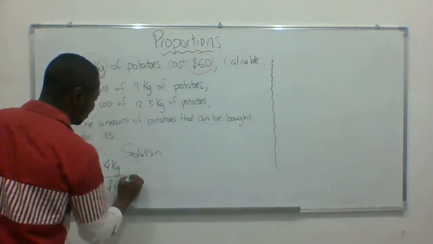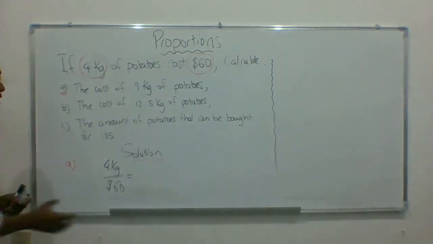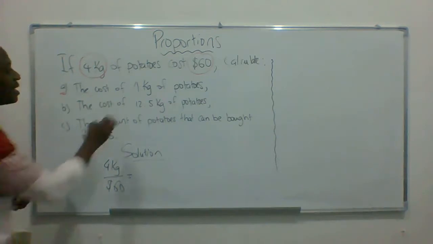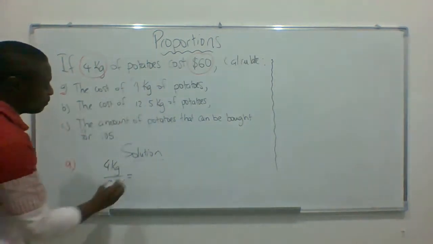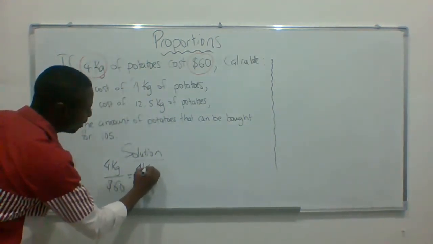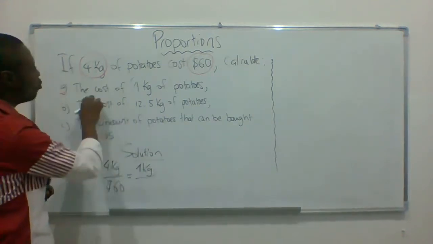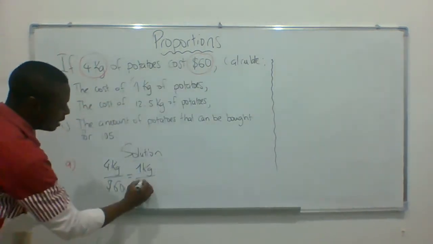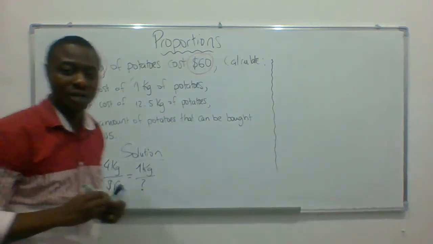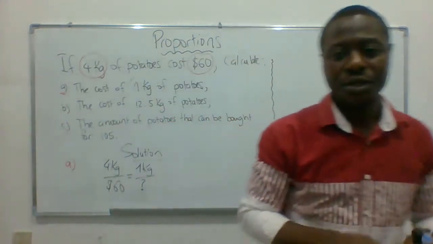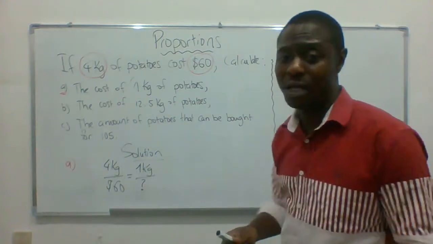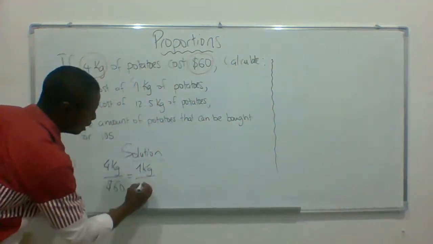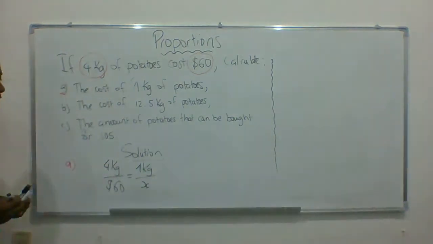And now I'm going to make a proportion. This is the first ratio. Now, how do you get the second ratio? It says 1 kilogram. So I'll put 1 kilogram there. And it says, what is the cost? Calculate the cost. The cost for 1 kilogram is not known. It's a question mark. So we don't need to put a question mark there. We can put the letter X. So I'll put the letter X. We don't know the cost.